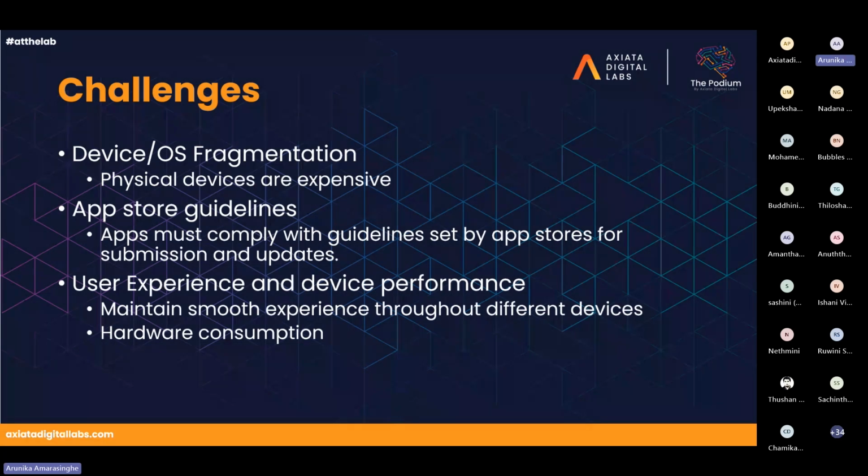The other thing is user experience and device performance. We discussed certain functional aspects so far, and user experience and device performance is one of the key things that should be addressed. We need to maintain a smooth experience on different devices, and also make sure our application doesn't drain the battery and has optimum hardware consumption. So what can we do to address and mitigate those risks?